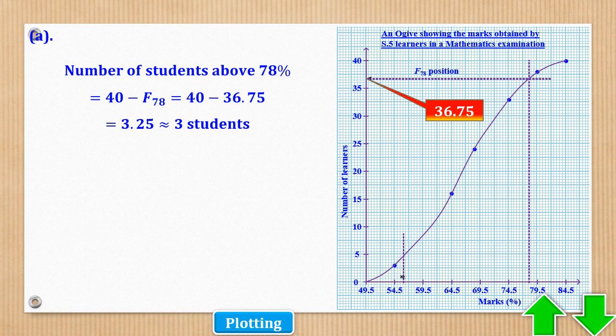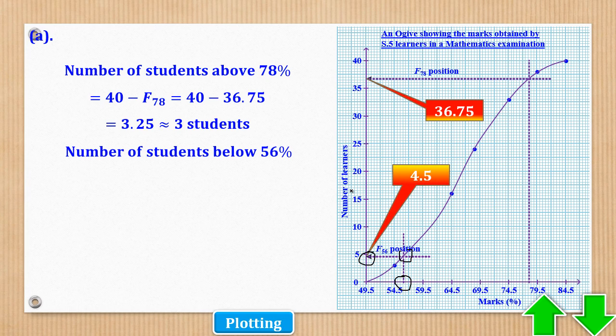For those who got a remedial, we shall look for 56. Then at the intersection here, take a horizontal line to meet this and read off that value. Then you can come and see the number of students below 56 is this. Then you round off to a whole number.